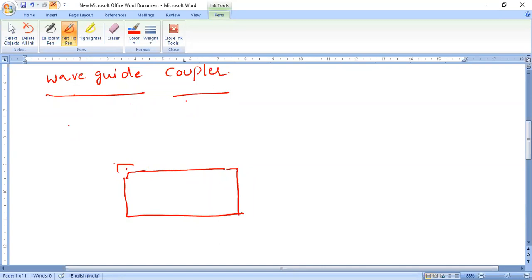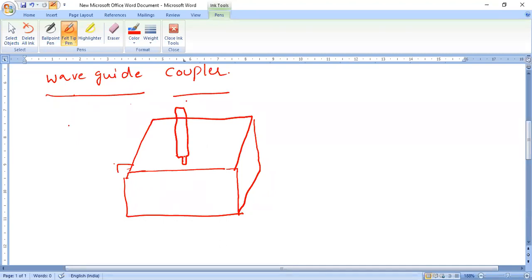This is the waveguide. Sorry, I am not expert in drawing. We have something like this, and there is a probe available. So this is called waveguide coupler.